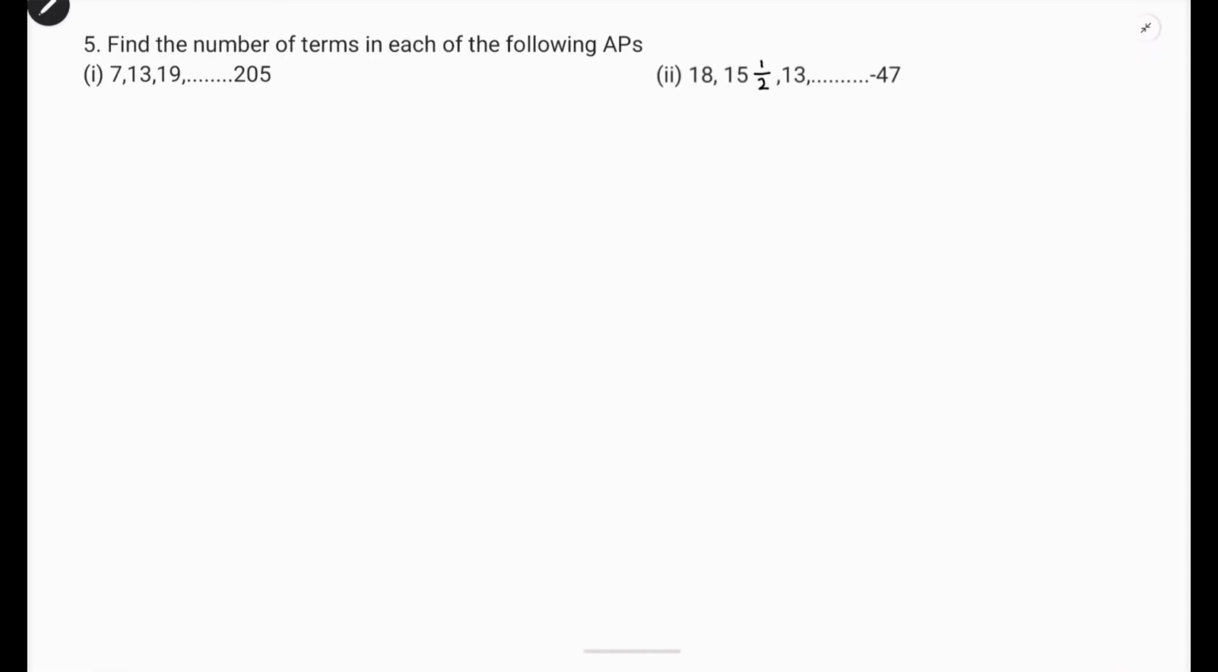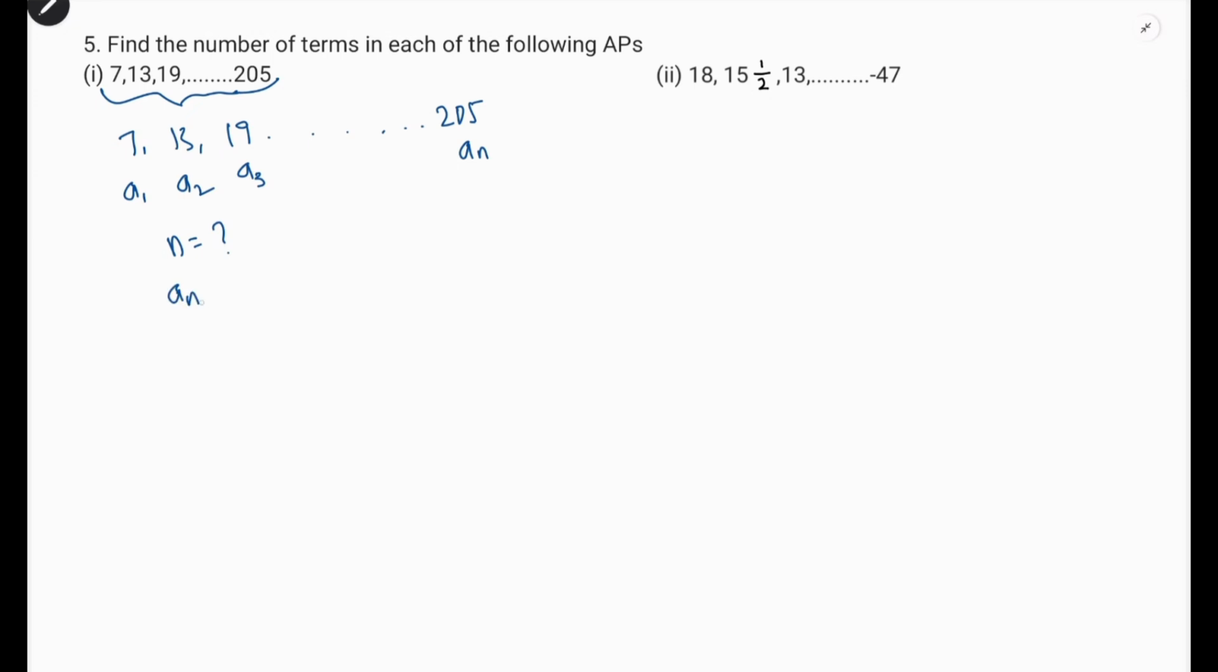Next one. Find the number of terms in each of the following APs. This is the AP given. It is 7, 13, 19 and so on up to 205. Here the first term is 7, second term is 13, third term is 19 and here the nth term is 205. So how many terms are there? We have to find n.